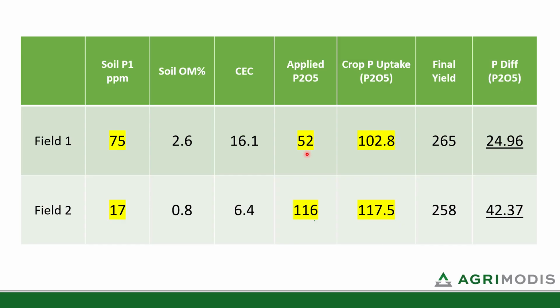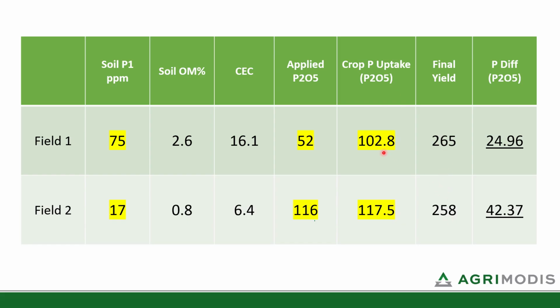All right, now enter the new information. Here's the total crop uptake in phosphate. Field 1 had 103 pounds. Field 2 had 117.5 pounds. Now look at the yields in the next column. The field that took up 102 pounds out-yielded the one that took up 118 pounds by about 7 bushels per acre. So these are really statistically about the same.